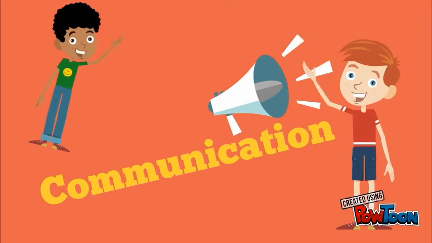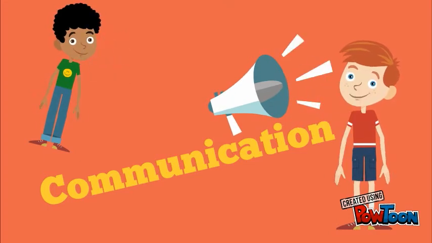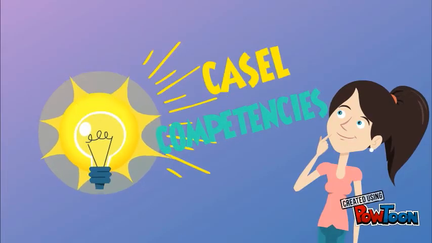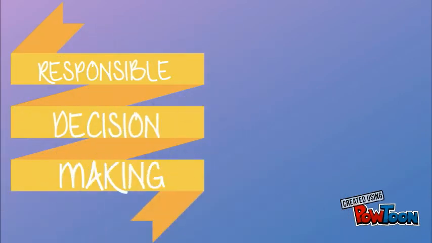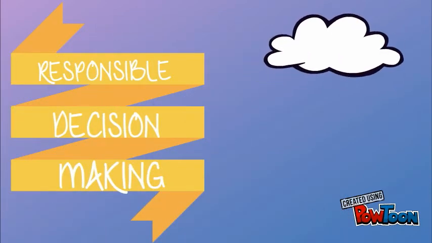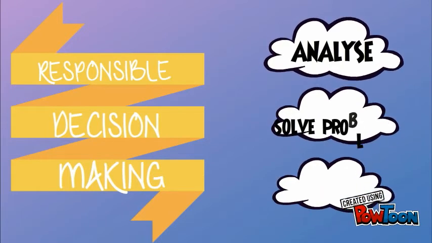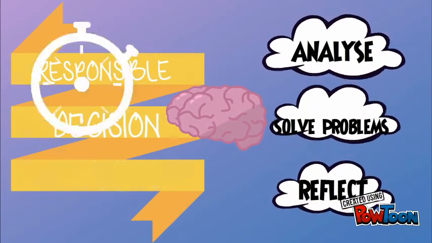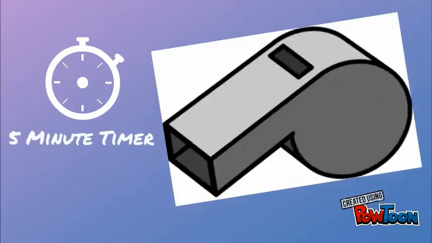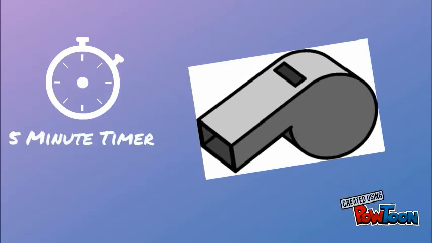Children are able to appropriately distinguish between their strengths and weaknesses, as well as tactics in order to win the game. This relates to the CASTLE competencies, specifically responsible decision making. Students are able to analyse the situation, solve problems and reflect on their choices, furthering their cognitive systems. To create fairness, there will be a 5-minute timer. After this goes off, the whistle is blown and all students must return back to their groups.